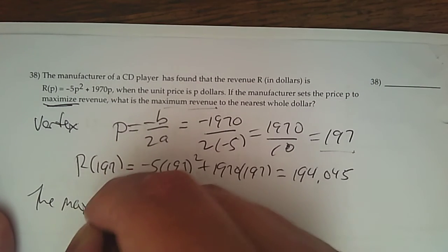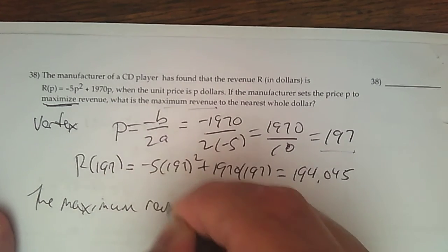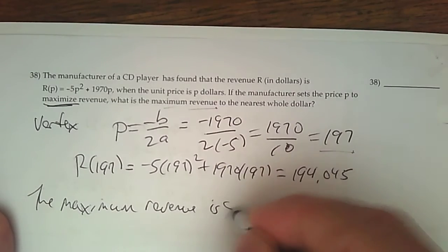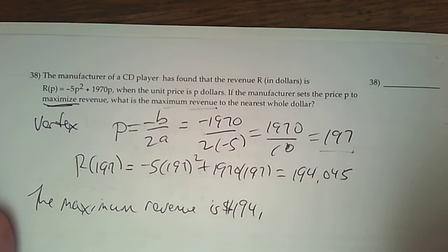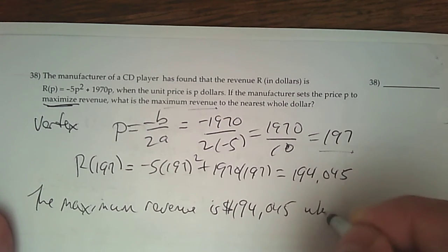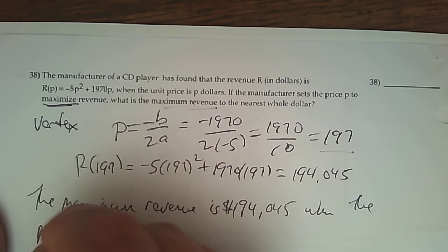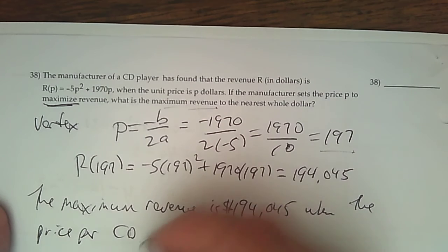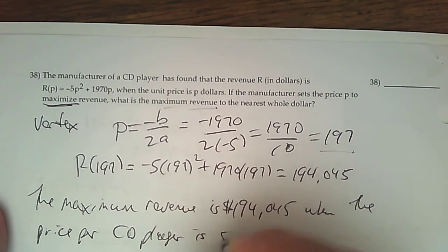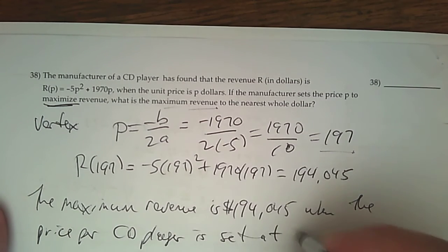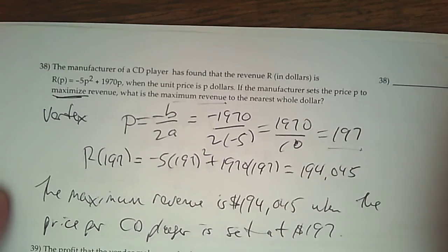So the maximum, it says, what is the maximum revenue? So the maximum revenue is $194,045 when the price per CD player is set at $197.